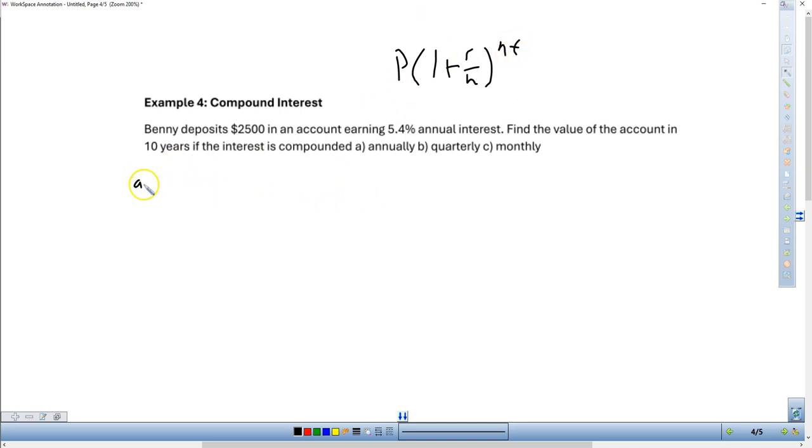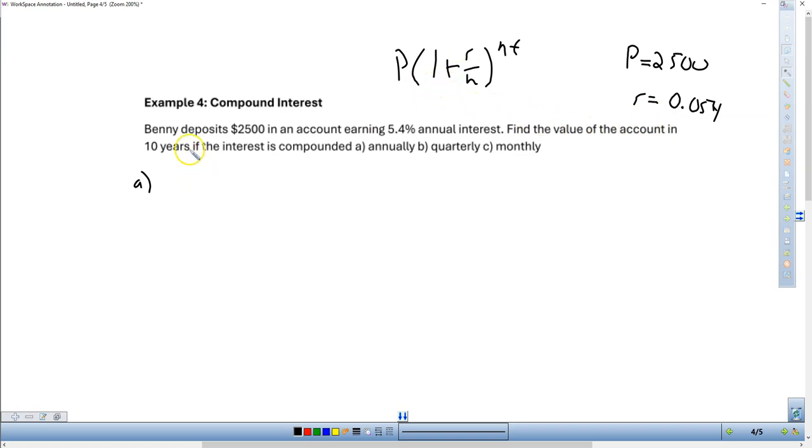So let's start first with letter A here. In all of these pieces here, we can, of course, identify some pieces. So P, of course, is 2,500. And we know our interest rate, so our r, is 5.4%. And that means we're going to put this in as a decimal as 0.054. Very important distinction there when we start working through this.